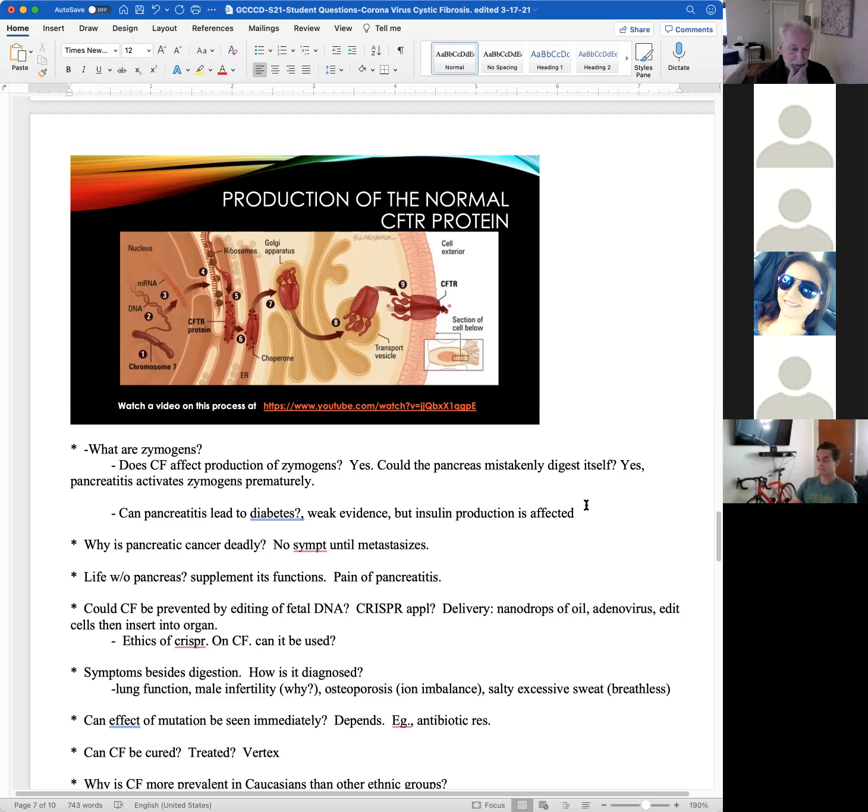So different types of editing can be done, and there are different ways of imagining how to extend that to cure a disease. To my knowledge, there have been no examples of this with cystic fibrosis where a patient has actually been cured by gene editing.